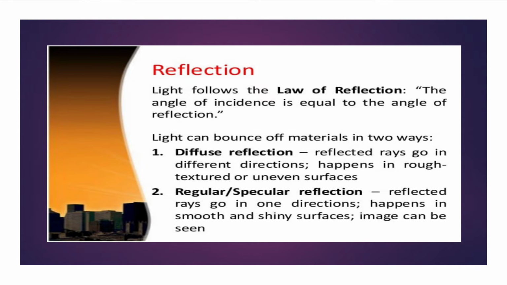Diffuse reflection is when reflected rays go in different directions, and happens on textured or uneven surfaces. Regular or specular reflection is when reflected rays go in one direction, and happens on smooth and shiny surfaces. Images can be seen.